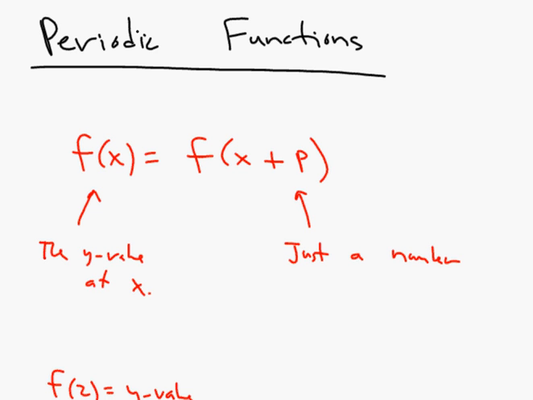Now, at first, you might say, well, that doesn't make me feel good about what a periodic function is. But you actually know an example of a few periodic functions. Here's some examples. So let me show you one that's pretty famous. The sine of x is the same thing as the sine of x plus 2 pi.